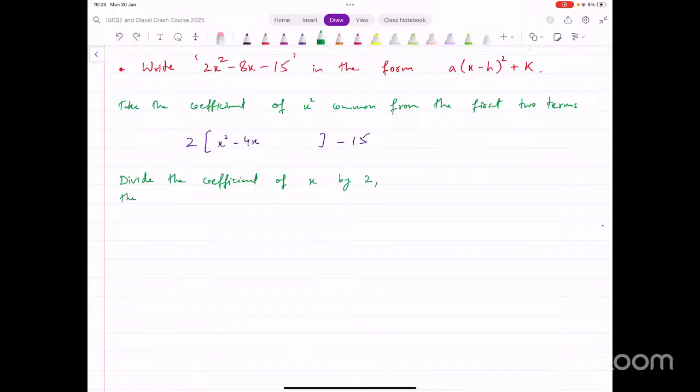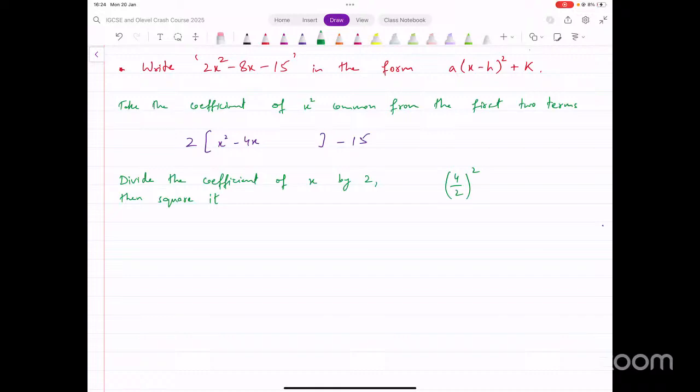Then square it. Divide the coefficient of x by 2, then you square it. Now, what's the coefficient of x? It's minus 4, technically. But since we're going to square it anyway, we generally ignore the negative sign, and we just focus on the number here. So divide 4 by 2. What do you get? You get 2 from that. And then you basically square this number. This is what you have until this point.